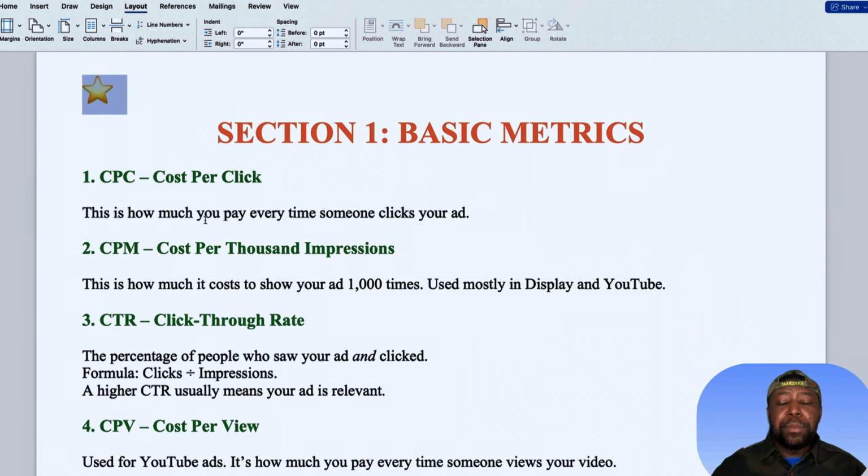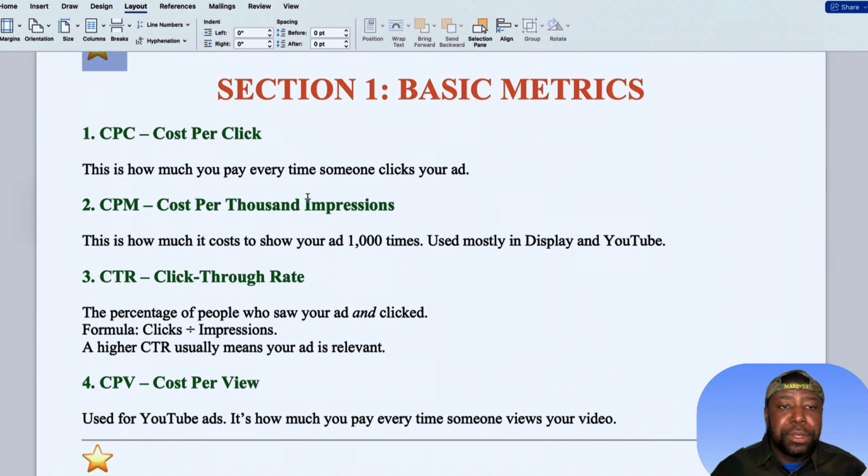The definition is basically how much Google charges you each time someone clicks on your ad. So it could be $1, $2, $3, depending on how much you choose to pay or Google's fee. They charge you based on the quality of the audience, the location, and all those factors that determine that particular cost per click.